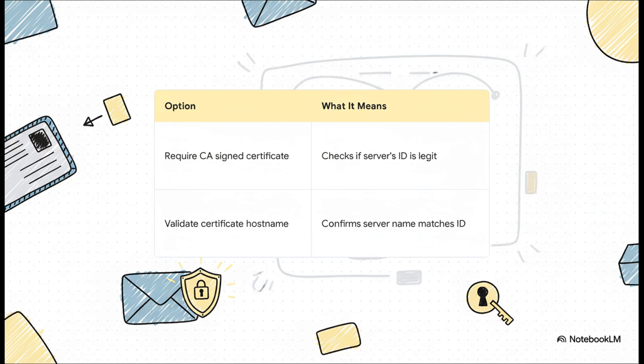Think of it like a bouncer checking an ID at a club. The first option, requires CA signed certificate, is like the bouncer saying, I only accept official government-issued IDs. It makes sure the other server's identity is legit. The second one, validate certificate hostname, is the bouncer looking at the ID and then at the person to make sure the face matches the photo. It confirms the server's name matches its ID. For the best security, you want both of these checked.